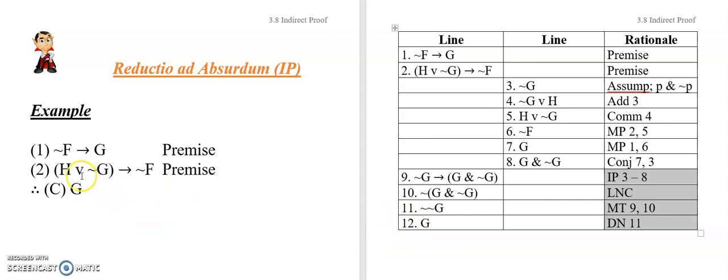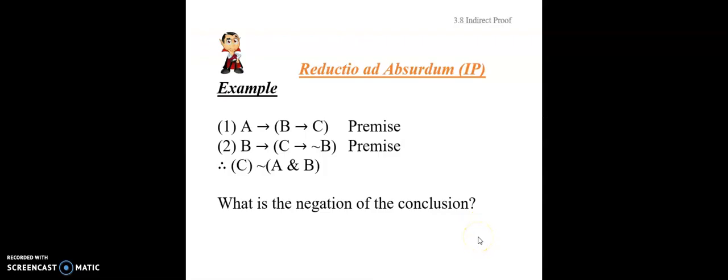I want to give you one where the conclusion isn't just a simple letter, but something a little more sophisticated, so you can see an example like that. Let's take a look at this example. In this particular case, once again, you don't have to use indirect proof, but we're going to illustrate the method. I want you to think carefully about how you would use indirect proof here. So we know that we're assuming the negation of the conclusion. In this case, what's the negation of the conclusion?